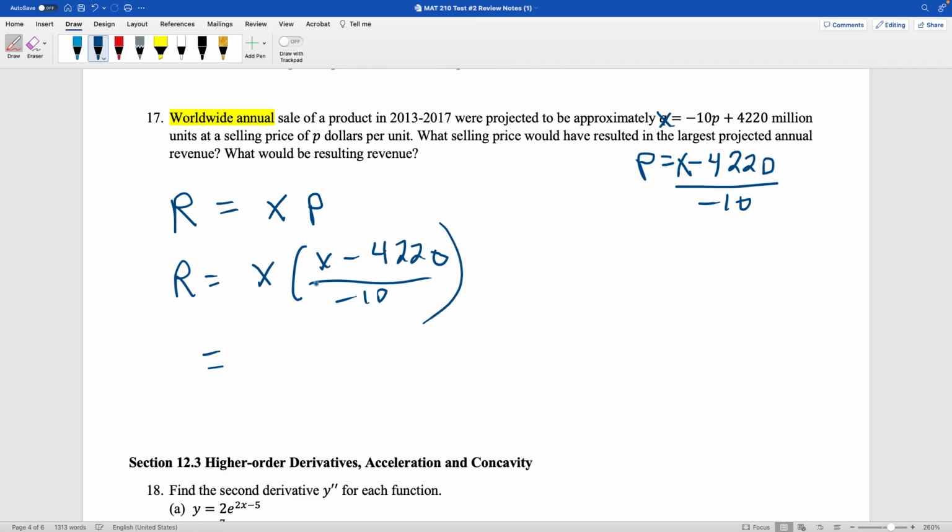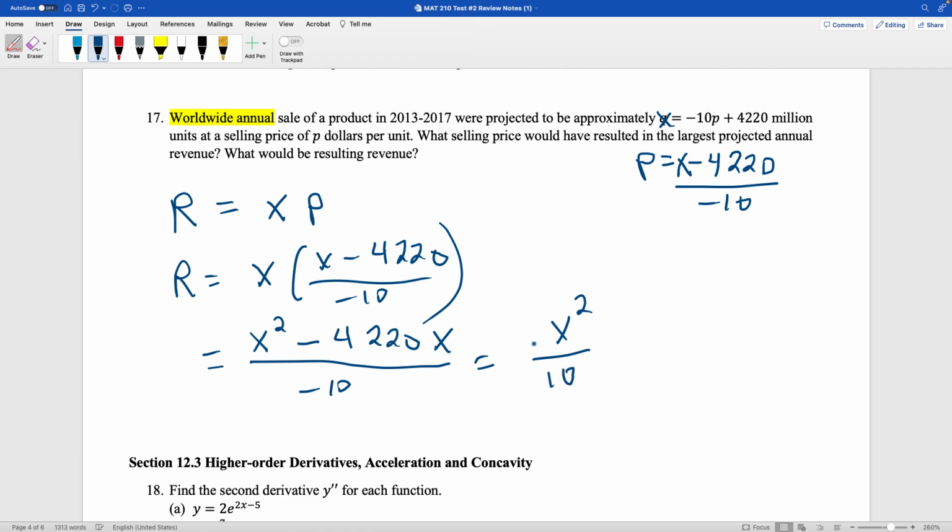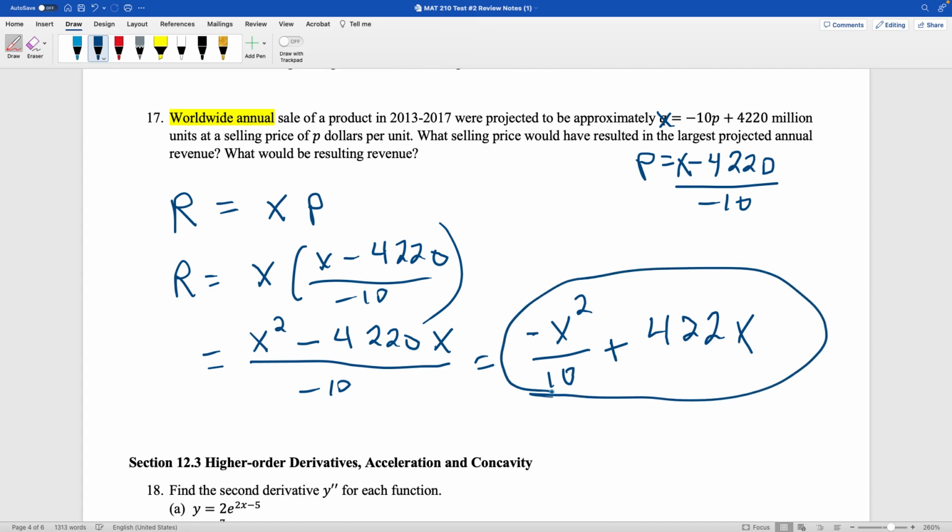Distribute the X through, and we get X squared minus 4,220X, over negative 10. I'm going to make it a little simpler. So this is negative X squared over 10. I'm putting the negative up here so we see it's a negative quadratic. It's going to have a maximum. And then negative and negative make it positive, so 10 goes into 4,220 as 422X. We can start with this, but just remember it's basically quantity times price. And then this function, we just need to maximize.